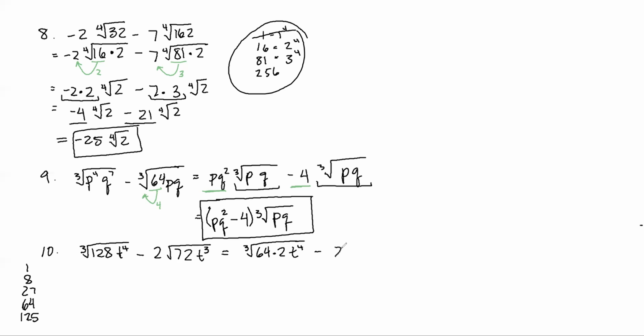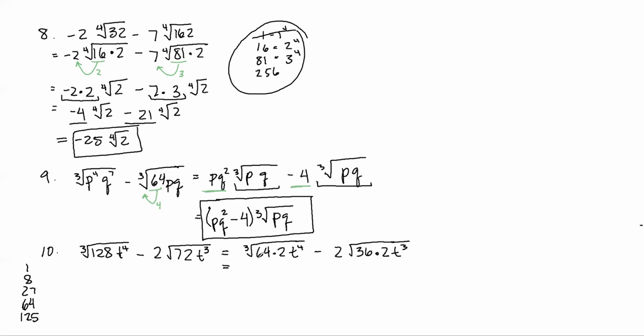minus, now we have 2, and this is a square root. So a perfect square that goes into 72. Remember, if you did something like 8 times 9, that works, but you'll have to go again. So try to find the largest perfect square possible, and that'll be 36. So 36 times 2 t cubed.